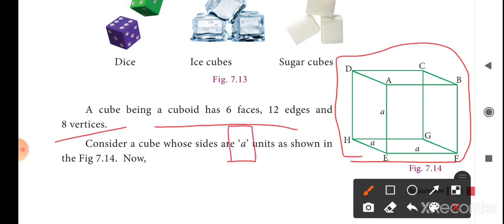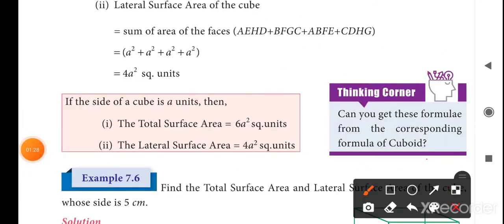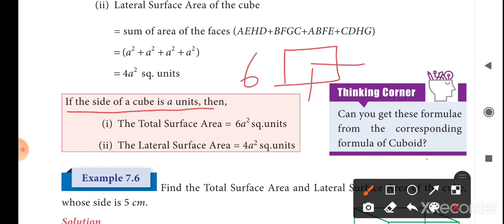So the side is named A. The formula of cube: all sides are equal. So the total surface area, 6 faces, no? It has 6 faces. All faces equal means A into A. So this is A, this is also A, this is also A. So A into A, A square. All faces are like a square.